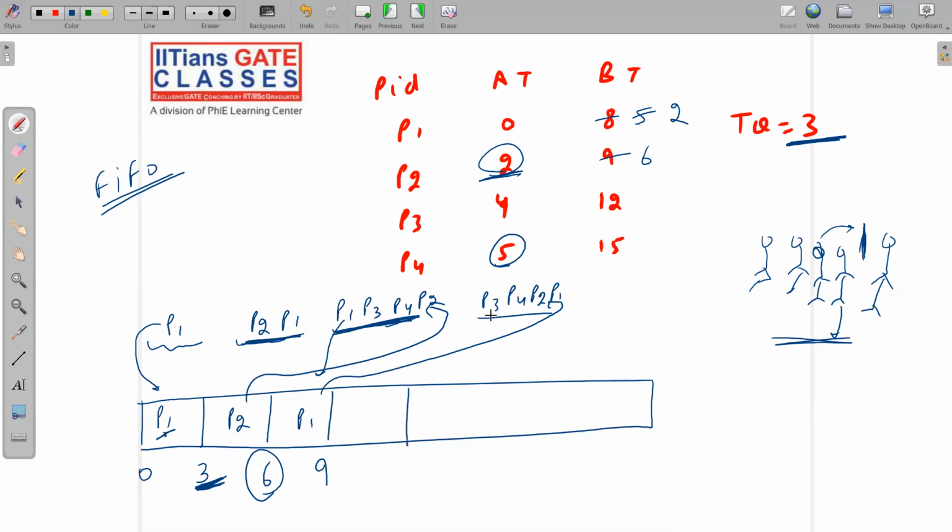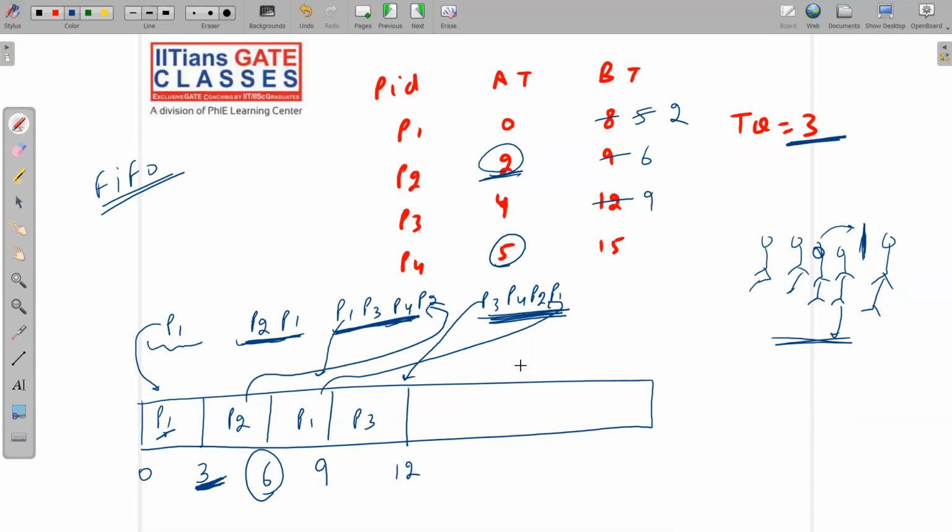Now at 9, this is the scenario we have. Which is at the head of the queue? P3 is at the head of the queue. So P3 will be executed till 12. So what will P3's remaining time be? I think you have got it. It will be 9.